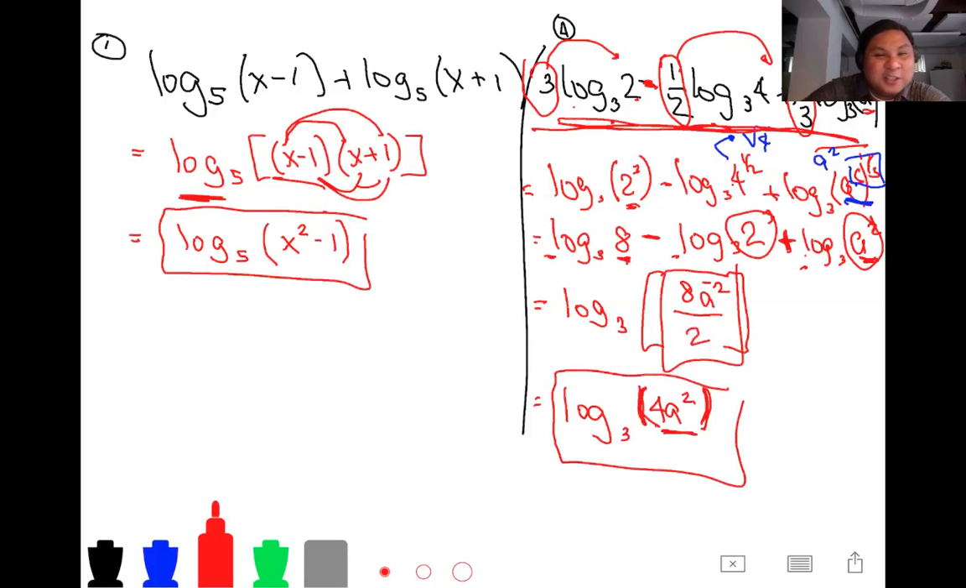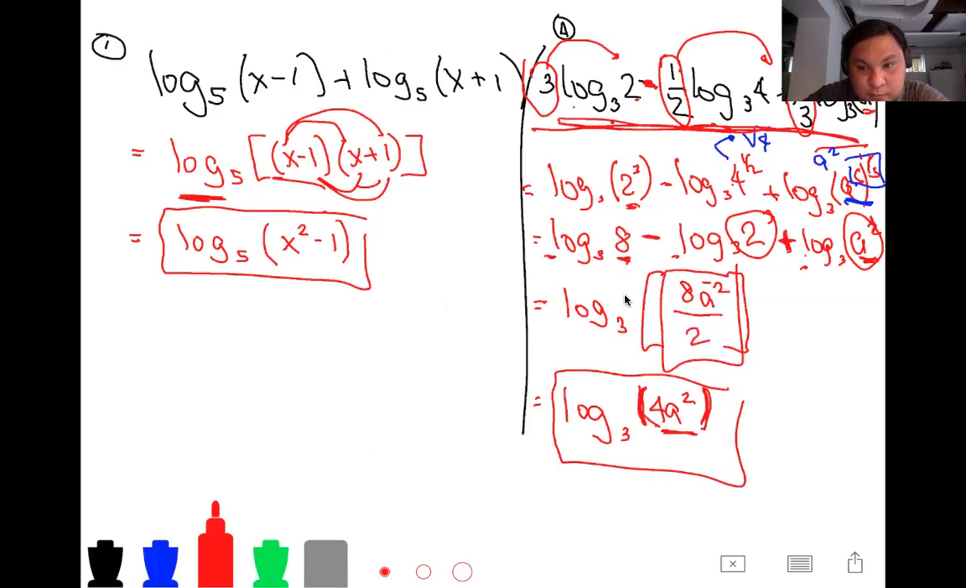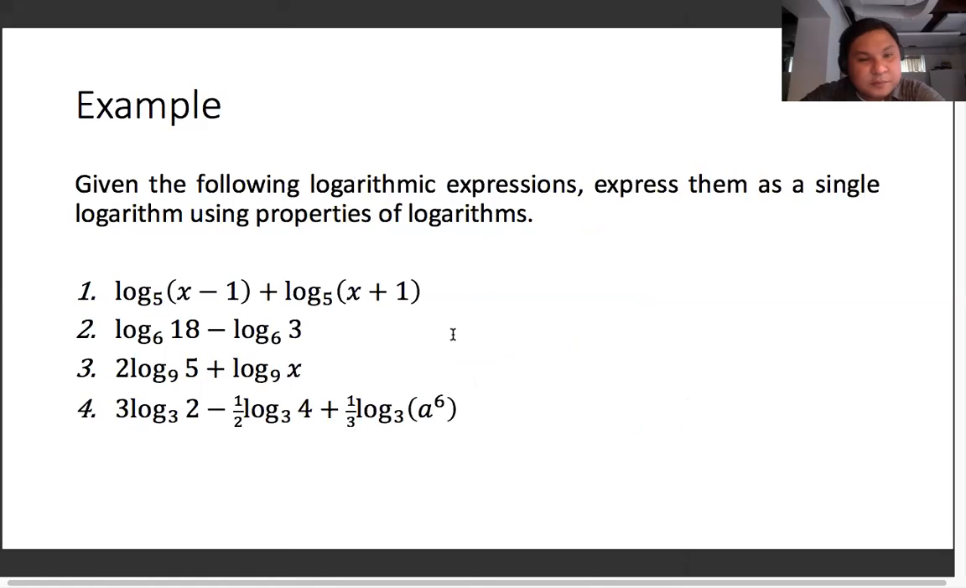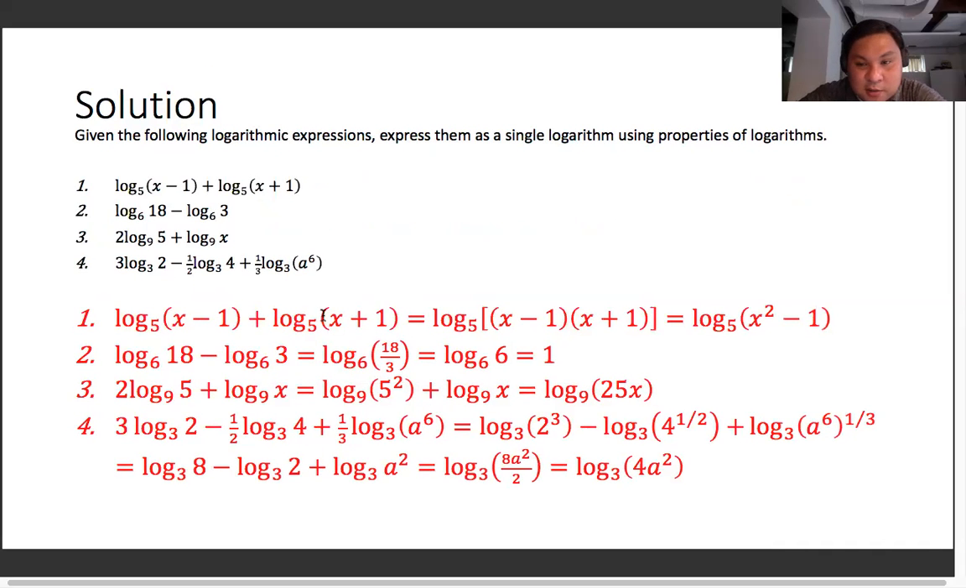All right, so let's go back to our lecture and see whether our answers are correct. Aha, so here we go. For number 1, we have it as logarithm of x squared minus 1 to the base 5. That is, of course, what we got earlier. And for number 4, it's a long process, as you can see. It reduces to logarithm of 4a squared to the base 3.